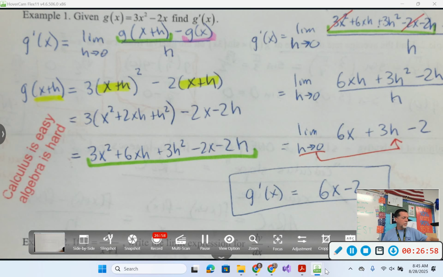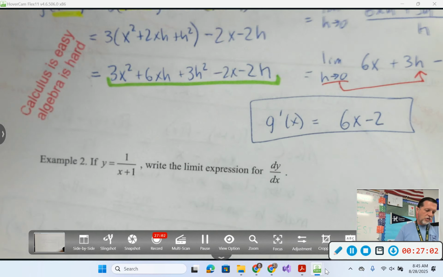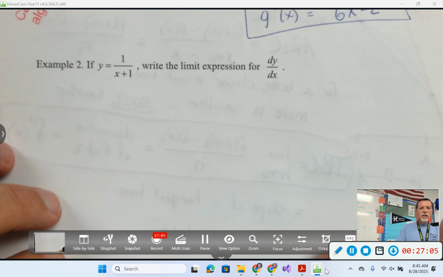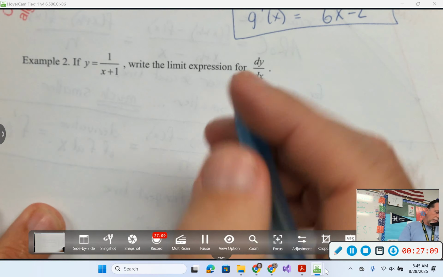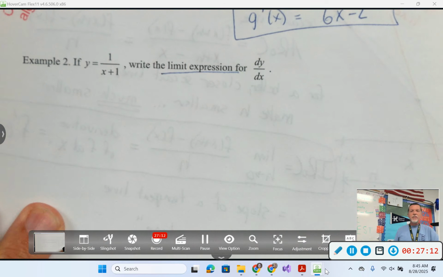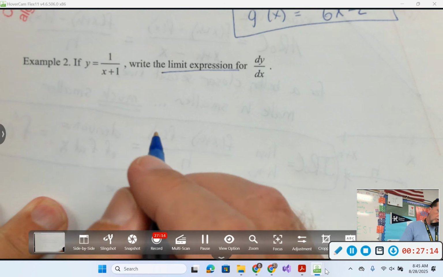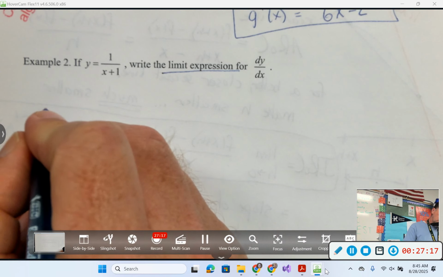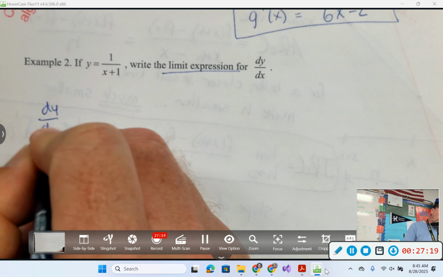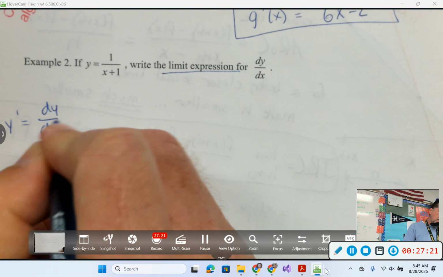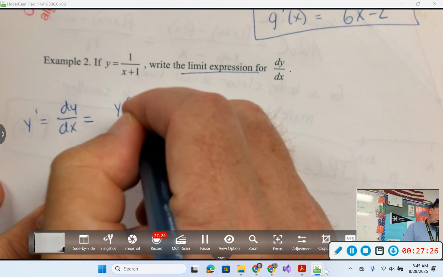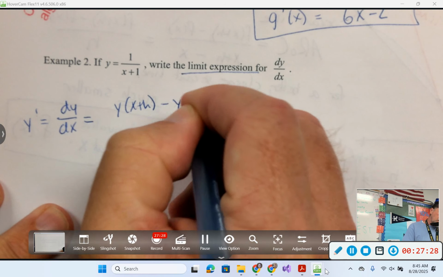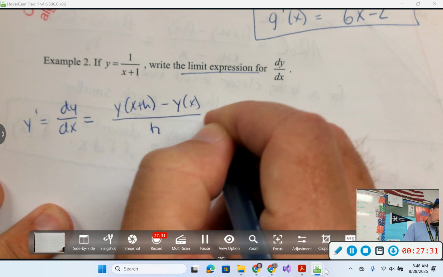Looking at the next example. Let's go through it quickly, because we need to get to the next page. If y equals 1 over x plus 1, write the limit expression. Oh, we don't even have to find it. We just want to write the limit expression. That makes it a little bit easier. For dy dx. So dy dx, that's the same thing as y prime. That's the derivative of y. Let's see, that's y of x plus h minus y of x all over h.